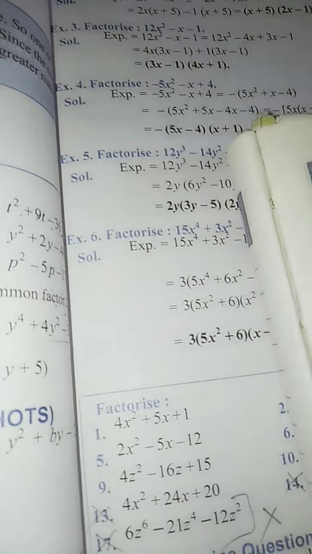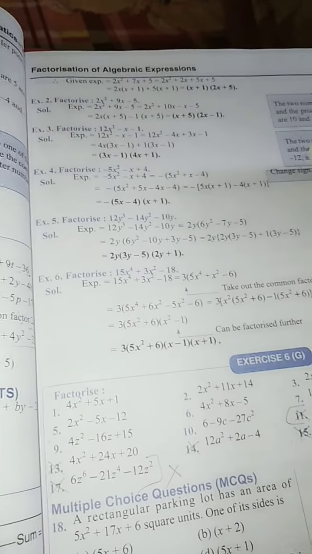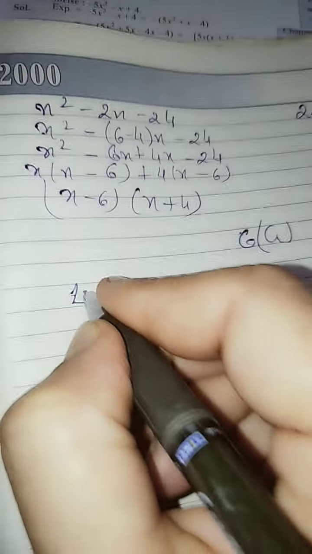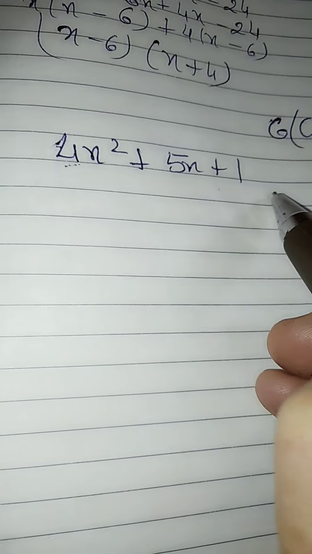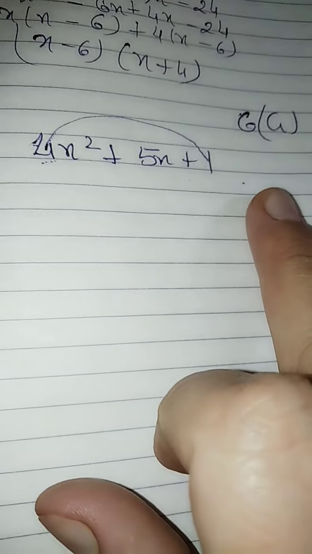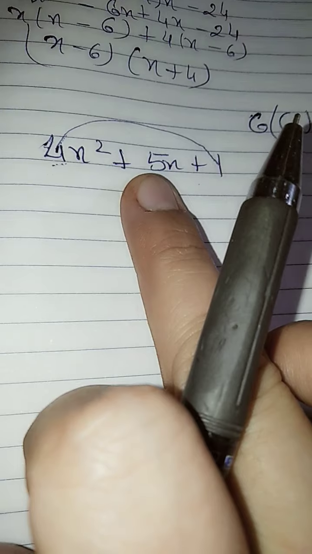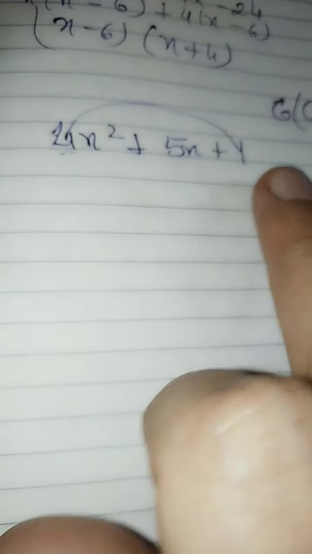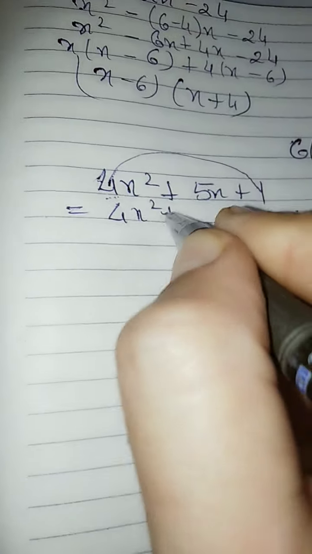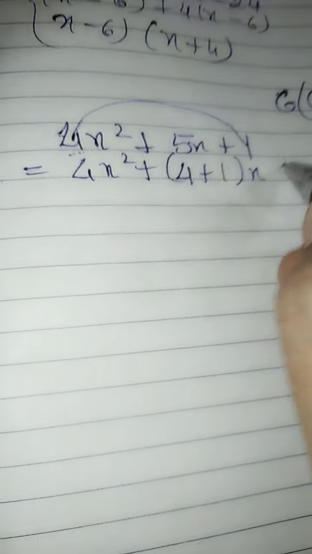First question is 4x square plus 5x plus 1. Here it is ax square plus bx plus c, so a is 4 and c is 1. 4 into 1 is 4, and 4 plus 1 is 5. Here directly you can see that 4 plus 1 is 5. So how are you going to break the middle term? Only the middle term will be broken, a and c will not change. So in place of 5 you can write 4 plus 1.